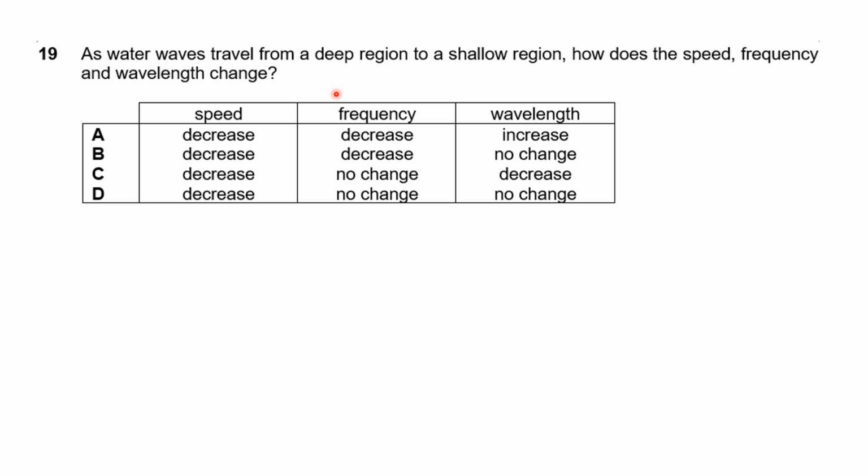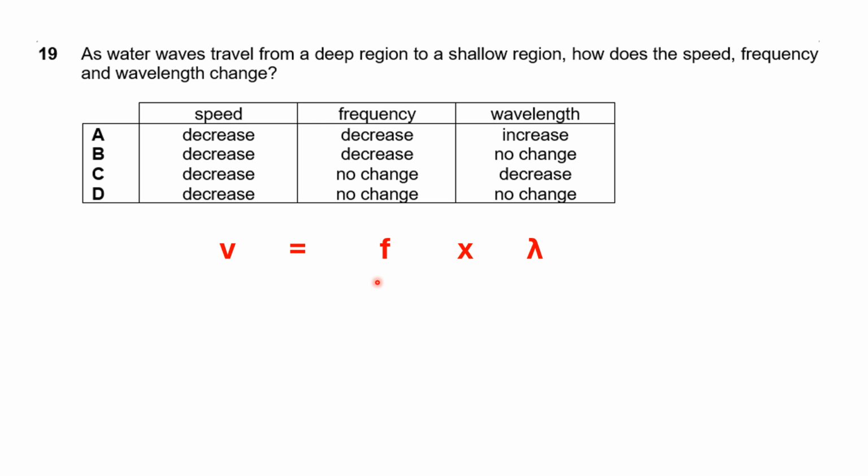19. So we have water waves traveling from a deep to a shallow region, and we have the speed, frequency, and the wavelengths. How would they all change? So you might notice something interesting. How come the speed options are all the same? Does that make it redundant? Actually, that is not the case. And why is that not the case? Because we need this information by virtue of the fact that the wave speed equation tells us that the speed of the wave is given by the product of the frequency and the wavelength. So v equals f lambda.